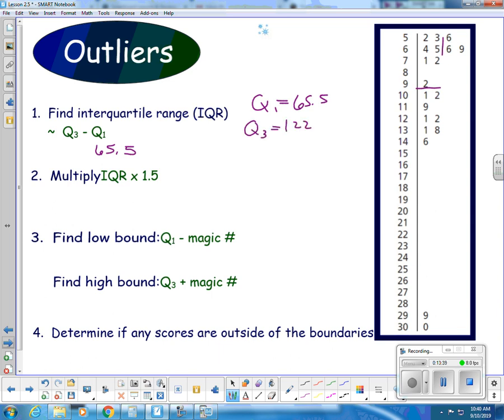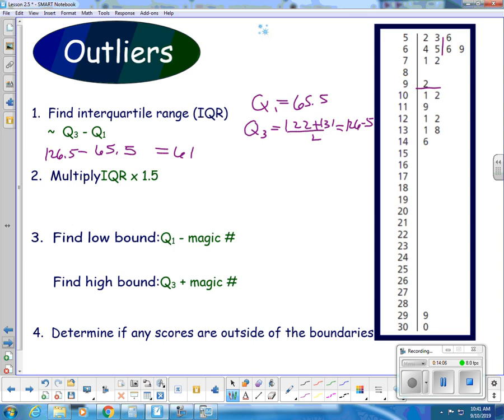So 122 plus 131 divided by 2. I can't do it in my head today, I'm just too tired. 126.5. Okay? So 126.5 minus 65.5 gives me 61. That's my interquartile range. Everyone follow?